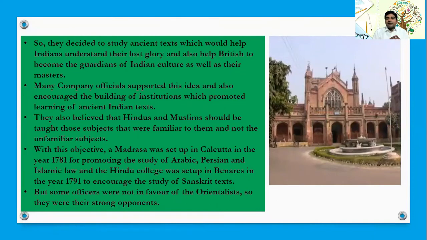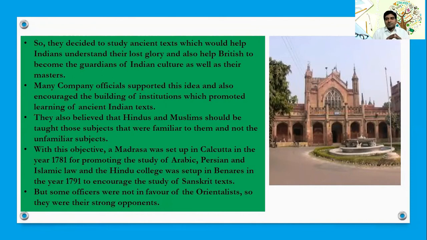They also believed that Hindus and Muslims should be taught those subjects that are familiar to them and not unfamiliar subjects. They understood that Hindus should learn the subjects they are familiar with, might be the Sanskrit language and the sacred books of Hindus, or for Muslims, the Arabic language, the Urdu language, or the Persian language, which they like and would want to learn. Let them learn what they want to learn or what they are familiar with.